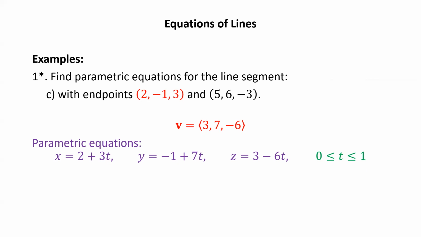Notice if we plug a 0 in for t into those parametric equations, we get x equals 2, y equals -1, z equals 3, which is the first point. And if we plug a 1 in for t in those parametric equations, we get x equals 5, y equals 6, z equals -3, which is the second point. So if you follow this exact procedure for writing your parametric equations, you could always let t run between 0 and 1. Note that parametric equations are not unique. There are infinitely many ways to parametrize a line, but this particular parametrization is nice and easy, so I always like to do it this way.